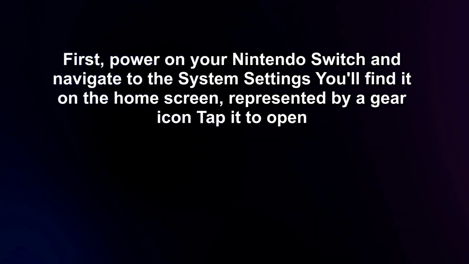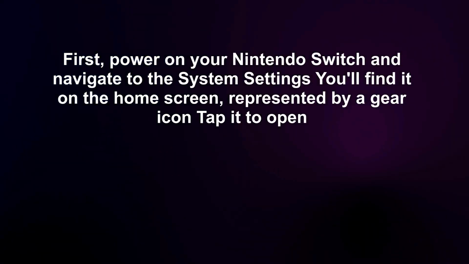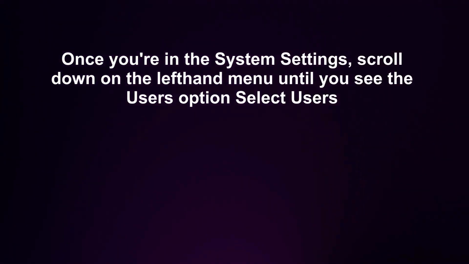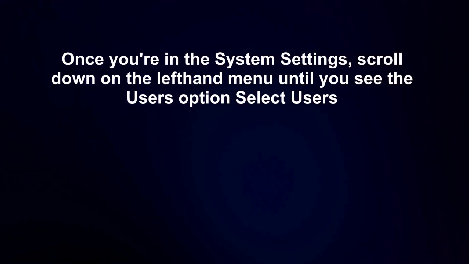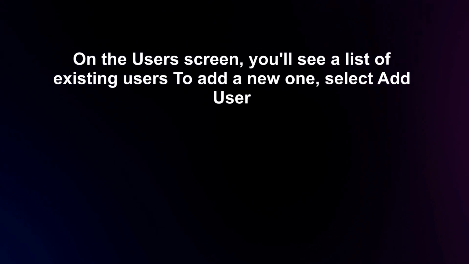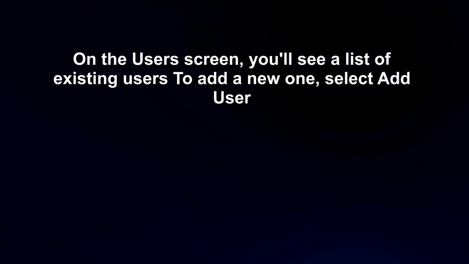You'll find it on the home screen, represented by a gear icon. Tap it to open. Once you're in the system settings, scroll down on the left-hand menu until you see the users option. Select users. On the users screen, you'll see a list of existing users. To add a new one, select add user.